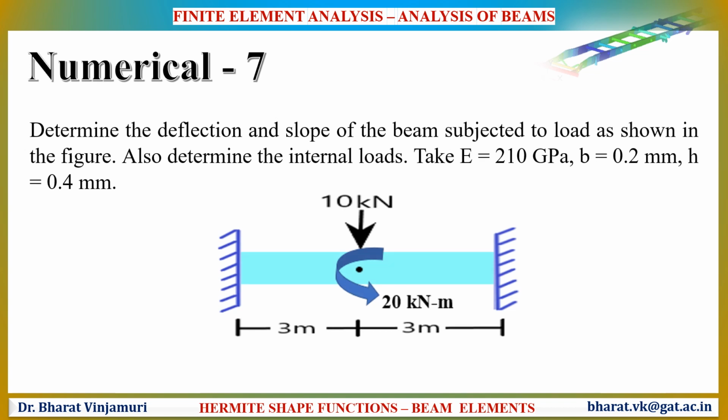Let us determine the deflection and slope of a fixed beam with combined loading. In this example, we can see that there is a point load as well as a bending moment applied at the center of this structure. Also, the Young's modulus is given, and instead of moment of inertia, the dimensions of the cross section in mm, that is the width and height of the cross section, are given.